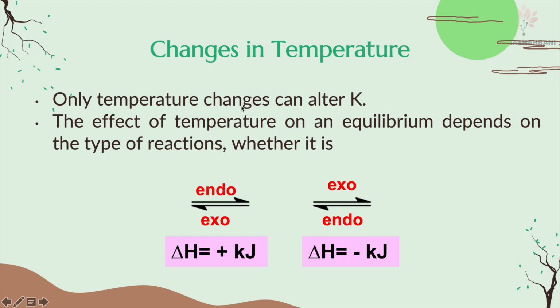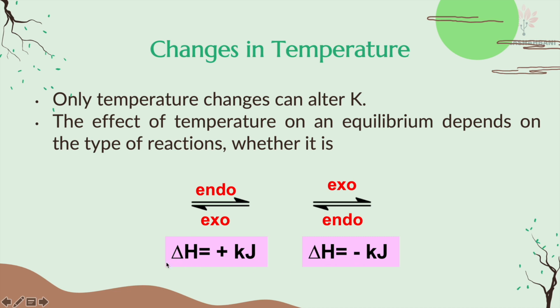Only temperature change can alter the K value. Only temperature change can alter the equilibrium constant value. The effect of temperature on an equilibrium depends on the type of the reaction, whether it is delta H positive kilojoule or delta H negative kilojoule.